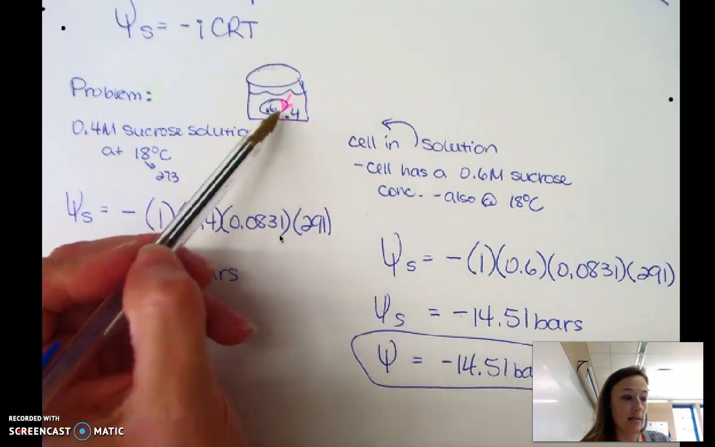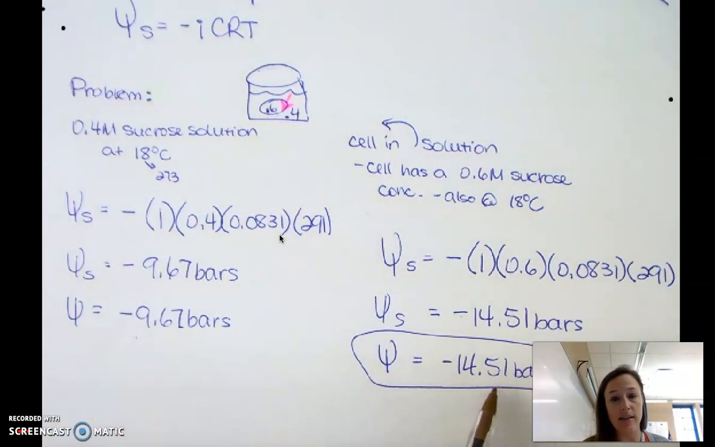So in this case, water is going to move into the cell because that cell has the lower water potential. And I hope that helps.